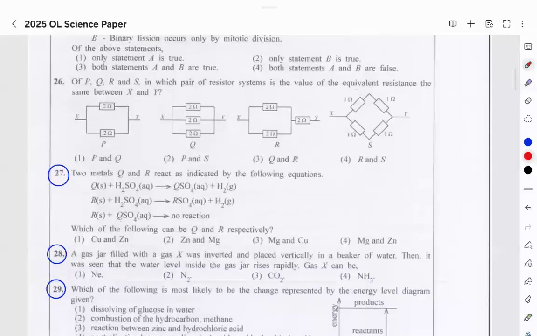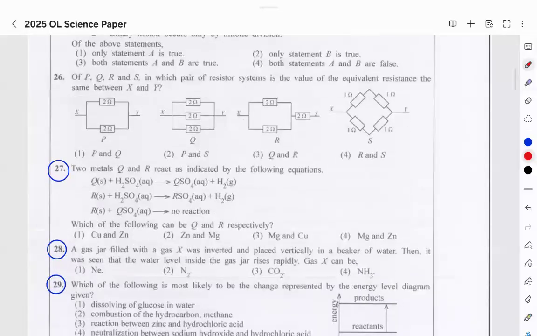Let's move to the next one. The next one is 27. Two metals Q and R react as indicated by the following equations. Q metal is reacting with sulfuric acid and producing QSO4 and hydrogen gas. R is reacting with sulfuric acid to produce RSO4 and hydrogen. Then R is reacting with QSO4, no reaction. Which of the following can be Q and R respectively?